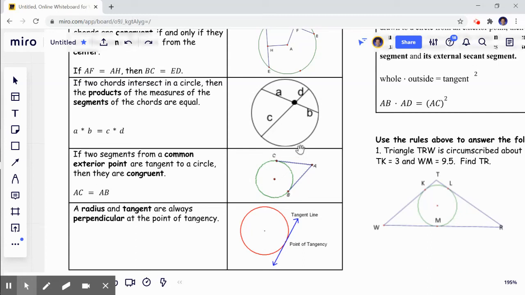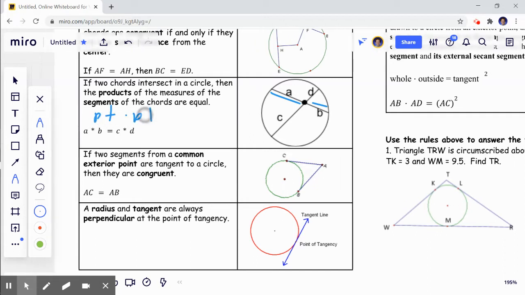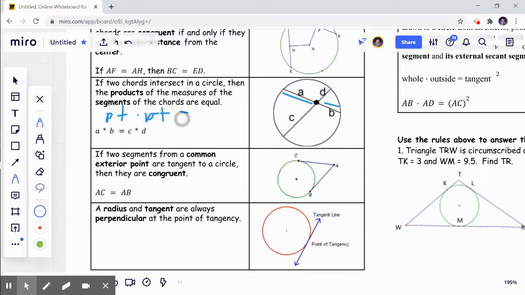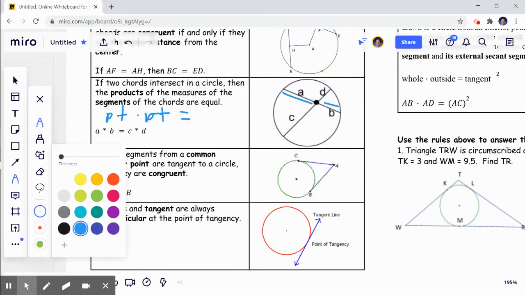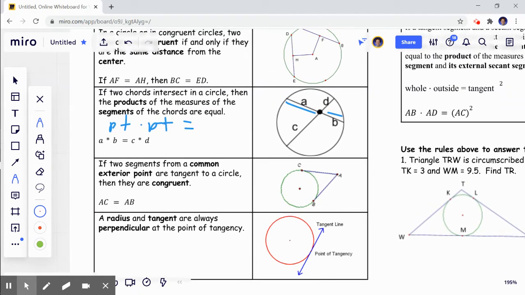I'm going to start on this fourth box right here where it talks about if you have two chords that intersect in a circle. It says the products of the measures of the segments of these chords are equal. So I'm going to try to simplify this to be part times part of one chord is equal to part times part of the other chord. Sorry for the bad handwriting. Yep, that says part times part, and then equals part times part of the other chord.